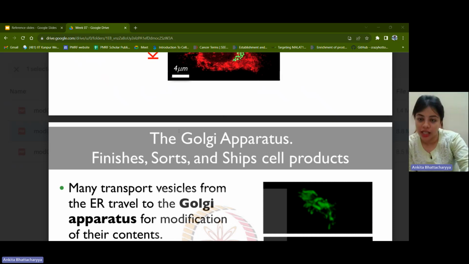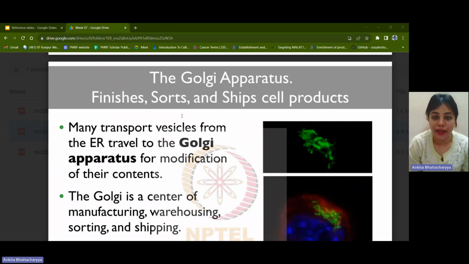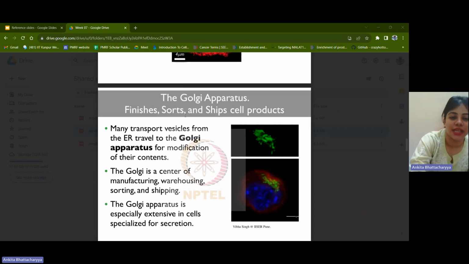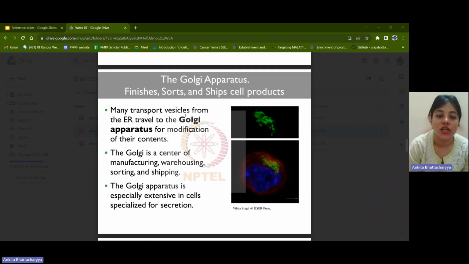The next is the Golgi. Its job has been summarized into 3 words: it finishes, sorts, and ships cell products. So kind of like Amazon, but not exactly the same. What it first does is that many transport vesicles from the endoplasmic reticulum move towards the Golgi apparatus, where one of the major things that it does is modify some of its contents. So it is the center of manufacturing, warehousing, sorting, and shipping. It is especially extensive in cells, the Golgi apparatus in particular, which are specialized for secretion.